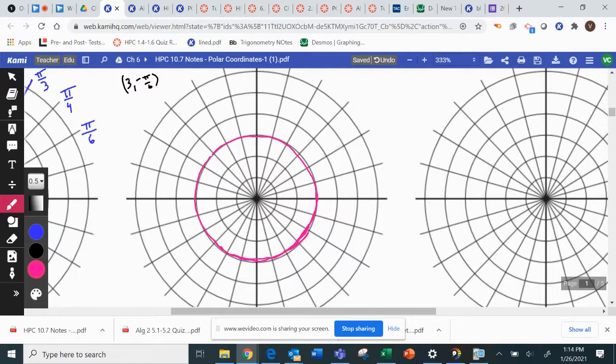Which ones go around the Earth? Is this latitude or longitude? Latitude goes around. Okay, so there's the 3, and then we need to find negative pi over 6. So that's going to go this direction since it's negative, and that is this line right here. And where they intersect, that is where our point is.